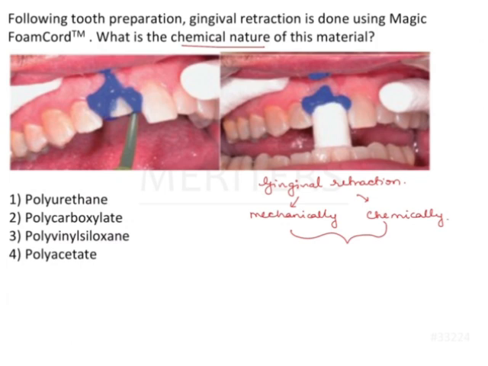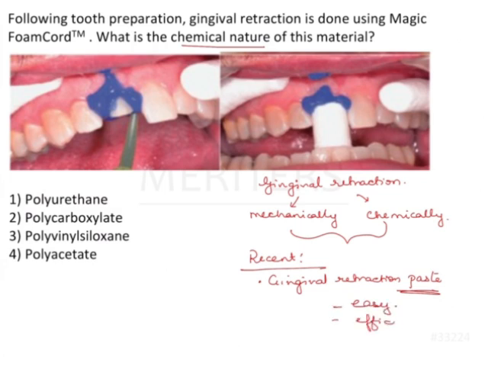So you can have these impregnated cords which are used for gingival retraction. Now the recent advancements in gingival retraction include this gingival retraction paste. These pastes are commercially available. They are very easy to use and very efficient.